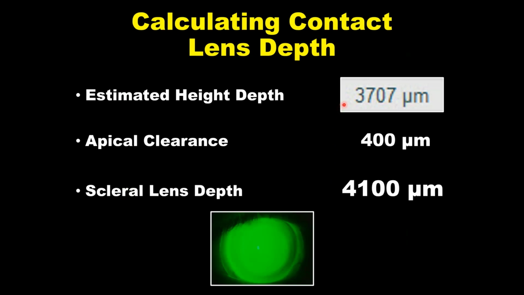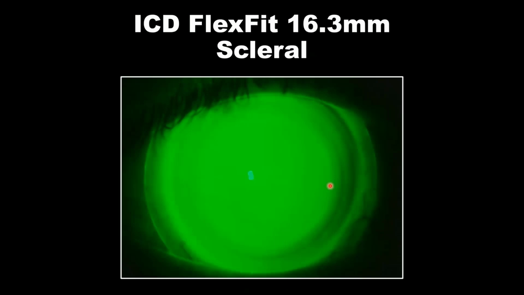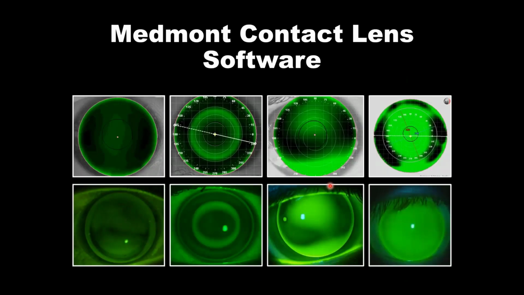So we're going to do a really simple formula. We'll take the estimated height from the Medmont. We're going to add the fluid layer that we want on application of the lens. 37 plus the 400 microns tells us we need a 4,100 micron lens. So then we go to our diagnostic set and we place that contact lens on eye, and we hopefully have the ideal first lens. So this tool is used to help you design or to choose the initial scleral lens that you might pull out of your diagnostic set.